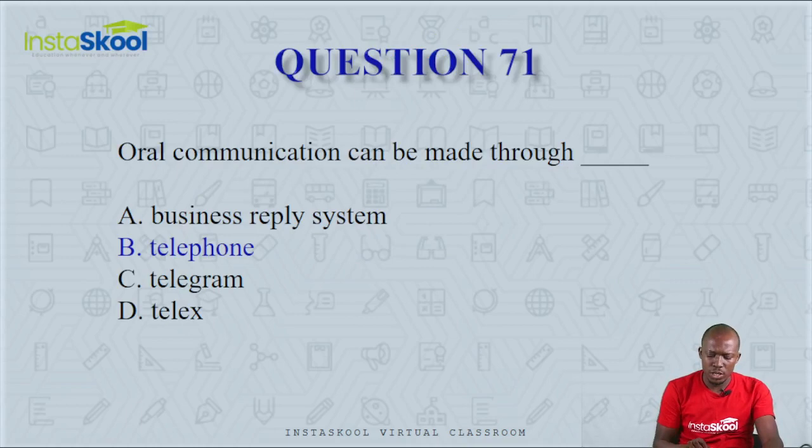Question 71 says, oral communication can be made through dash. Is it through business reply system, or telephone, or telegram, or telex? Telegram and telex allow for only written communication. Business reply system also allows for only written communication. But a telephone allows for instant oral communication and feedback to be gotten. So the correct answer is option B.